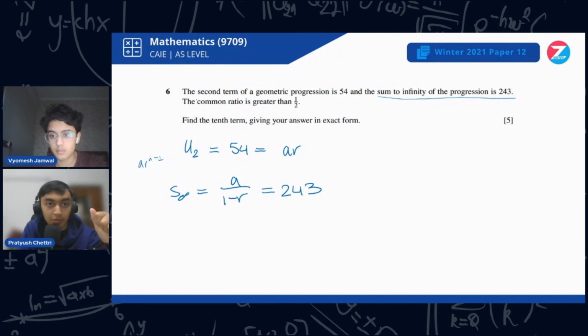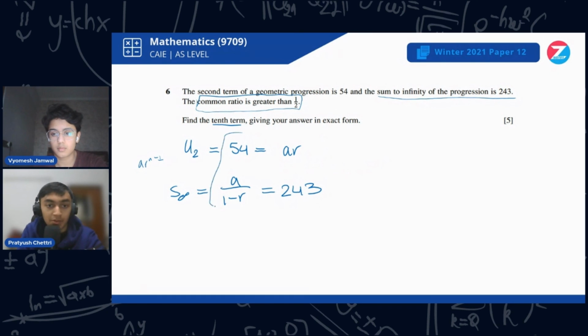The common ratio is more than 1/2. They probably specify this because there are 2 possible answers, so I will keep that in mind. And our goal is to find the 10th term. Okay, so let's first find A and R.